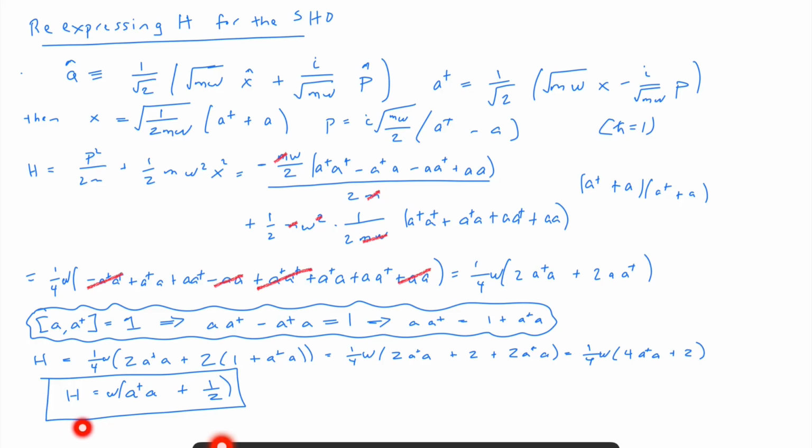The Hamiltonian can be re-expressed in terms of a dagger a's exactly like this. The Hamiltonian for the simple harmonic oscillator, I have omega, and that omega is multiplied by the quantity a dagger a plus 1/2.